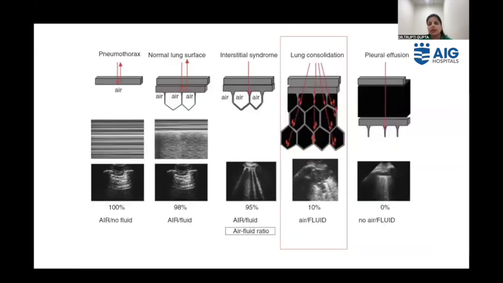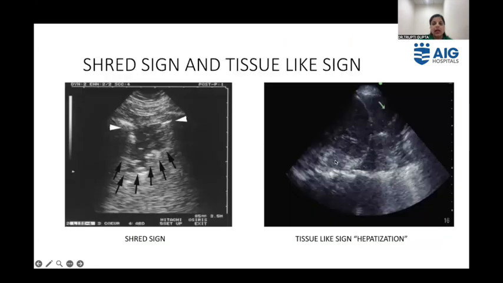The next pathology that we'll be covering is the lung consolidation. As we all know here, because the air is totally removed and replaced with fluid, the ultrasound beams are passing and we are now able to see the lung tissue. So here in this case, we can see two different signs.